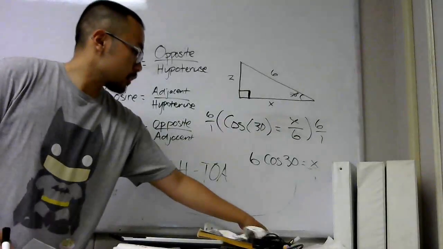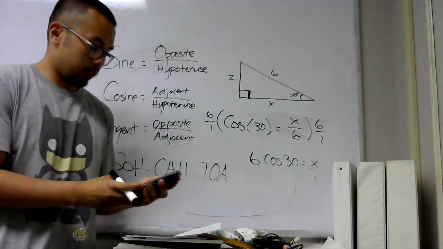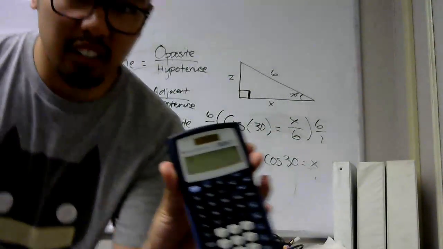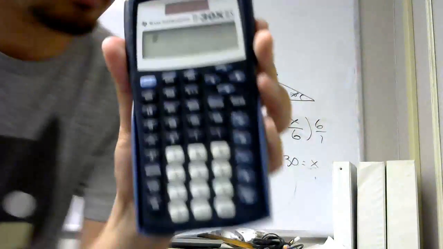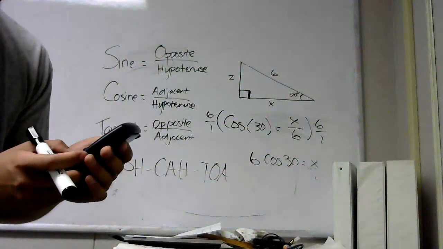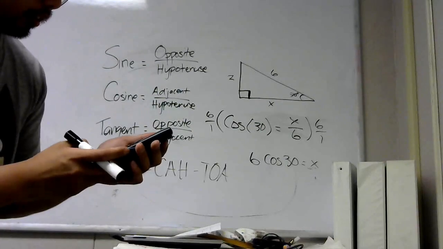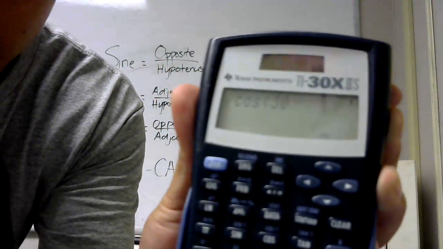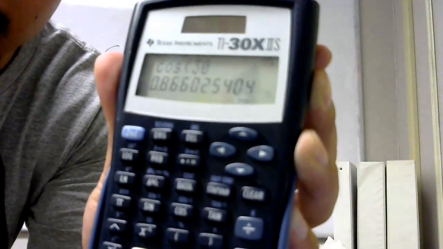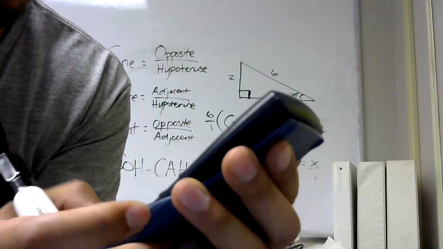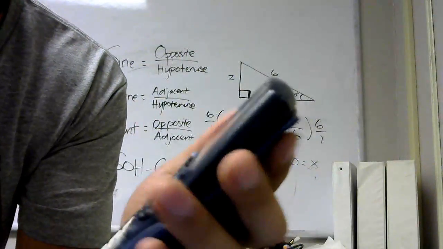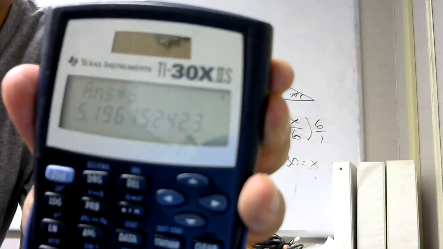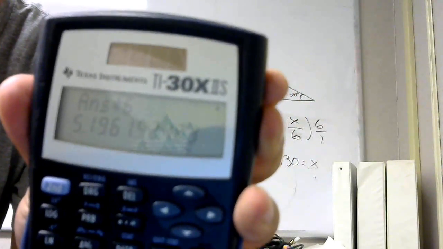Now, if we take our calculator, a tiny little calculator here, I'll zoom in so you guys can see it. I'm going to type in cosine 30, enter, and I get an irrational number, and I'm going to times it by 6. We're going to round to the nearest tenth just to make life a little easier. So what we get is 5.2.